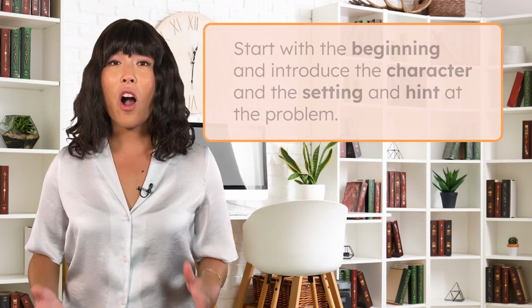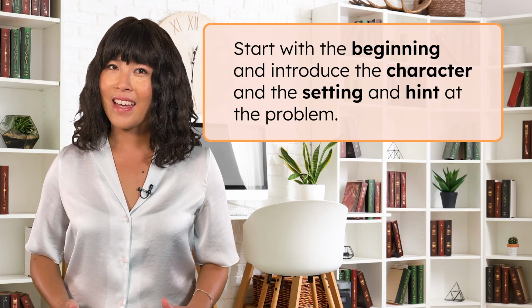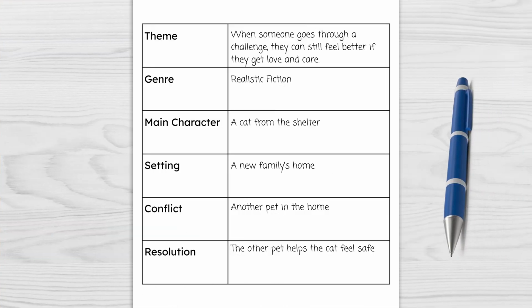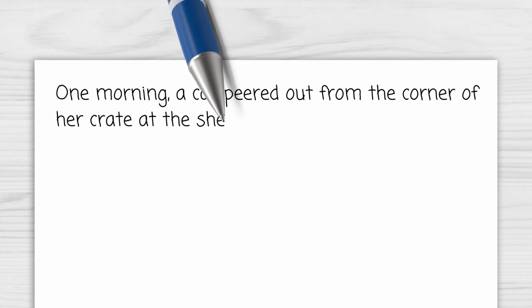When I'm drafting, I always like to start with the beginning, where I introduce the character and setting and hint at the problem. A while ago, we talked about how settings can change throughout the story. And even though the setting I chose is actually the family's home, I want to start my story at the shelter to really give the audience an idea of the cat's journey. I can take my ideas for the character and setting and turn them into a full sentence. Something like, one morning, a cat peered out from the corner of her crate at the shelter.